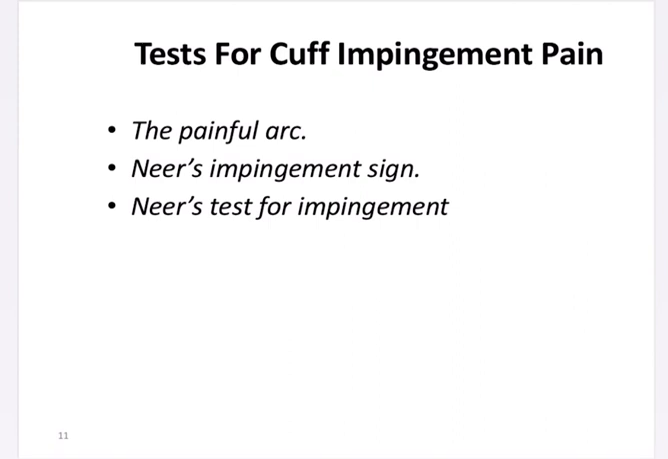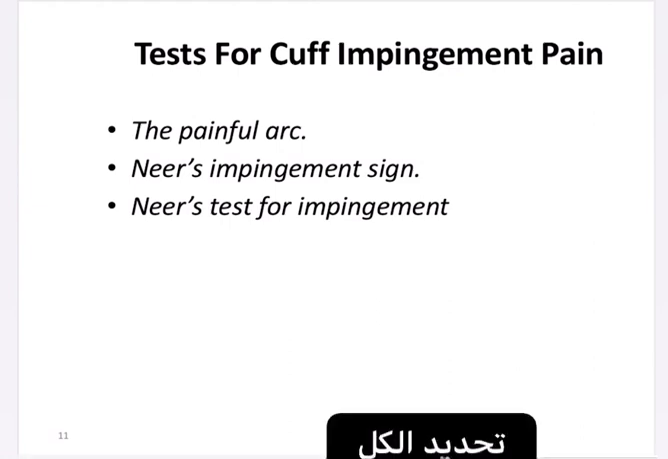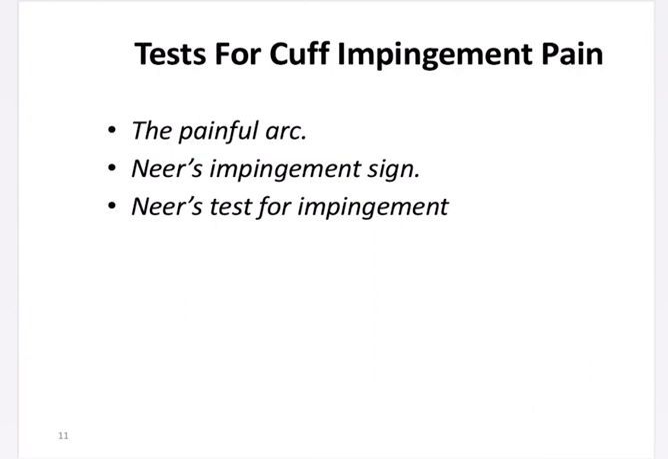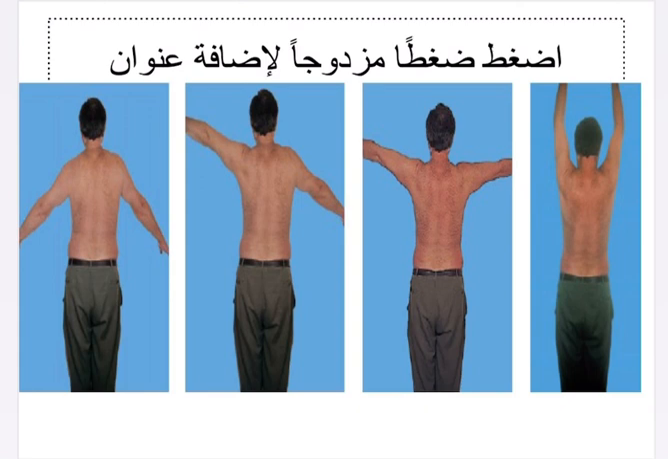In the Neer test for impingement, if the previous maneuver is positive, that's to say the Neer impingement sign is positive, it may be repeated after injection of 10 ml of 1% lignocaine into the subacromial space. If the pain is abolished, this will help to confirm the diagnosis. This picture shows painful arc syndrome.